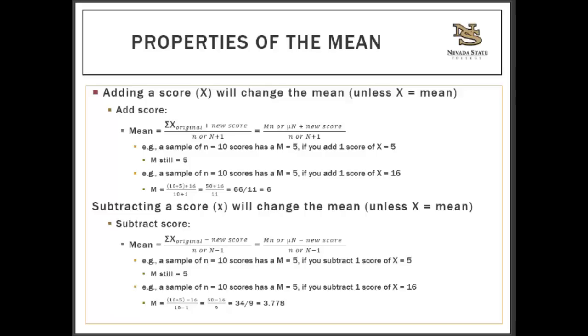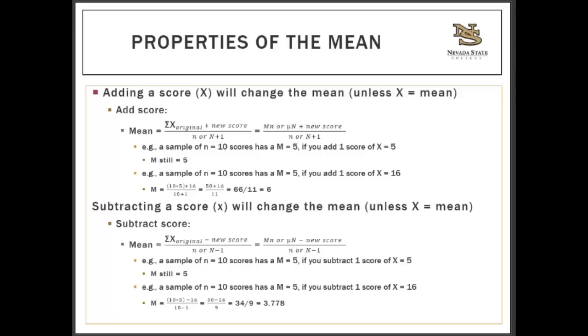But let's say that you have that same sample and you want to add one score that equals x equals 16. Well, then you need to use that formula that I gave you before. And I use the second version of that formula because, in fact, I know what n is, I know what m is, I don't know what sum of x is. But by plugging in my sample size of 10 multiplied by my mean of 5, if you look in the next step, you'll see that I know my sum of x is 50.